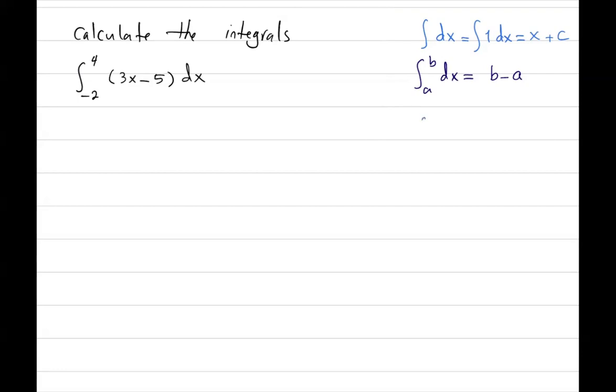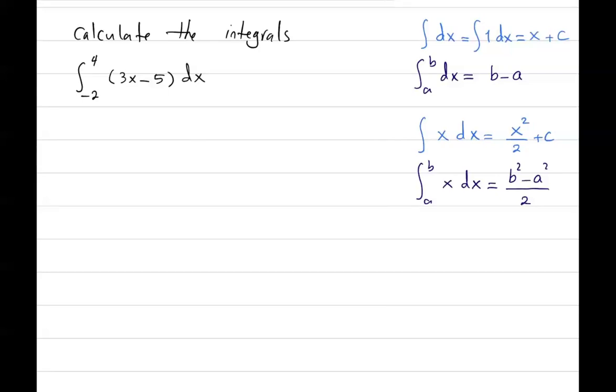If you have the integral of x dx, this is going to be x to power 2 divided by 2 plus c, and in general, if you have the definite integral a to b of x dx, it becomes b squared minus a squared divided by 2. So from indefinite integral to definite integral.